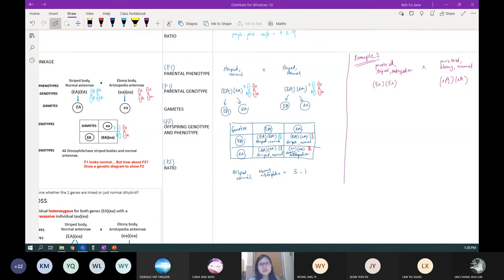Welcome back. Your friend asked, is it all stripe in Aristopedia? If you are talking about the F2 ratio, the F1 ratio, so the product of this, I don't think you are right, because Aristopedia is recessive. So let's do it together and see what's going on.